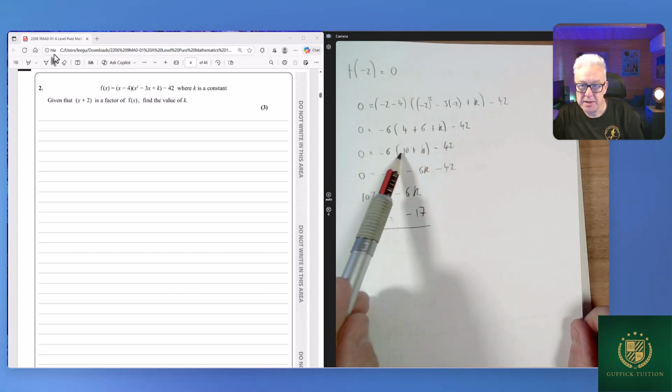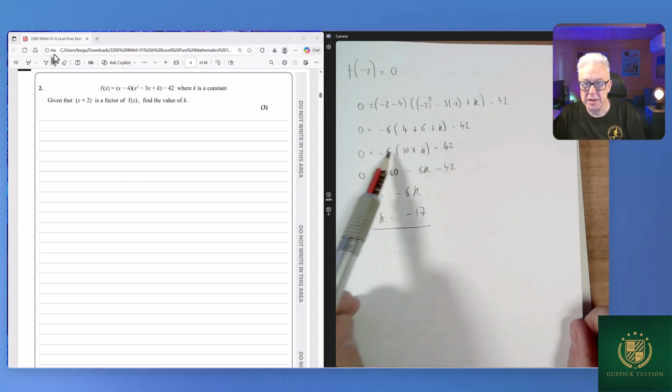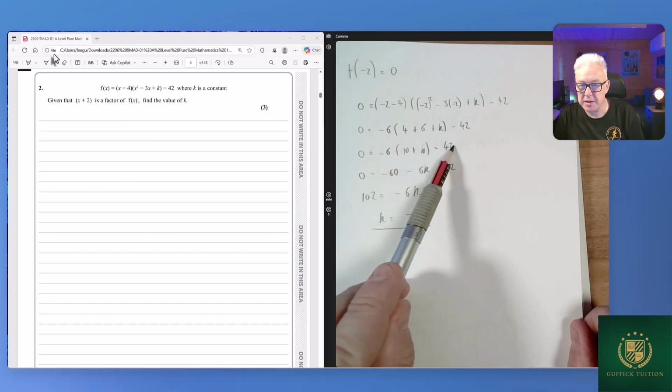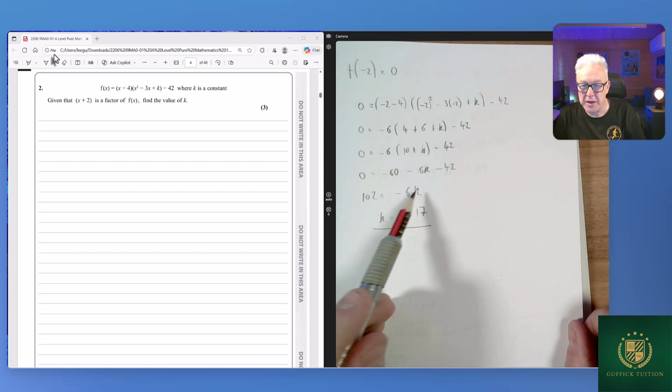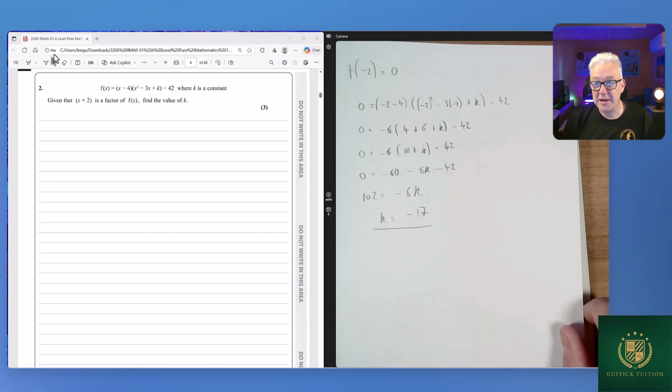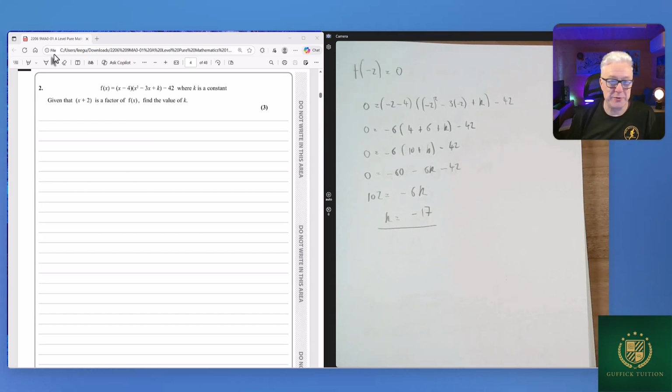And that gives us minus 6 times 10 is minus 60, minus 6 times k is minus 6k, minus 42. Get all the numbers over one side and then divide it, and we find out that k is equal to 17. Wow, that was a really nice straightforward question.